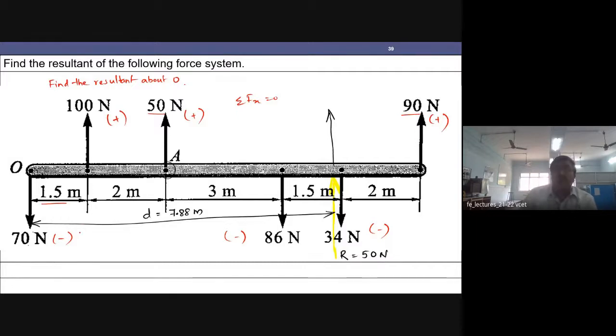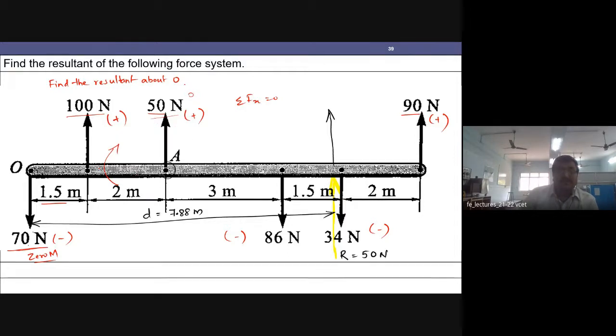Correct. Then in the case of O, what happened to me? The 70 Newton force caused me 0 moment, right? Yes, sir. When I'm considering from the point A, then what will happen? The 50 Newton force will be costing me 0 moment. Apart from that, what else will change? The first force, 100 Newton, is at a distance of 2 meters. And in this case, what happens to the direction of moment? 100 Newton will be causing me a clockwise moment about A, right?